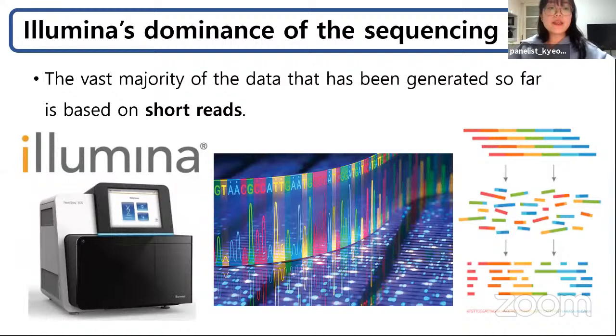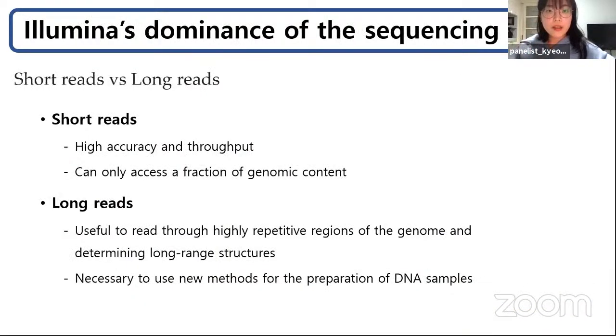Also, the NGS market is almost dominated by Illumina now. Illumina's dominance has meant that the vast majority of the data is based on short reads. There are some advantages and disadvantages of short reads and long reads. Having a large number of short reads is a good fit for a number of applications, such as detecting single nucleotide polymorphisms in genomic DNA because of its high accuracy and throughput.